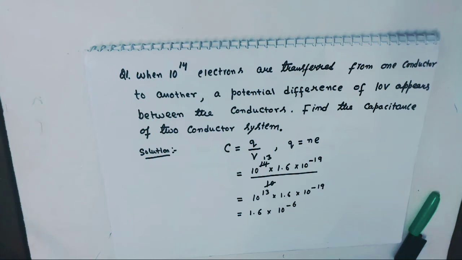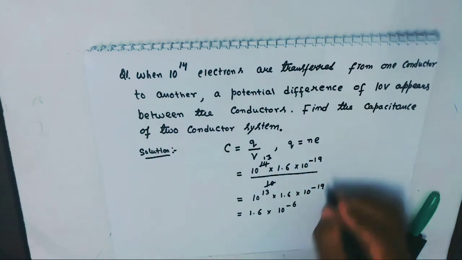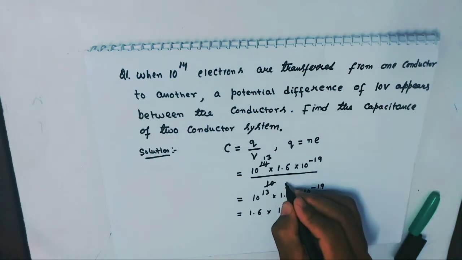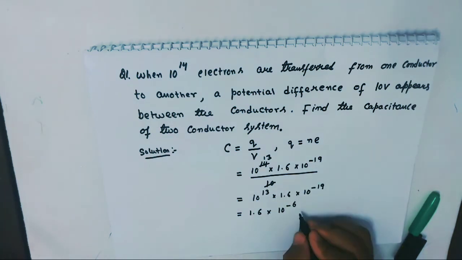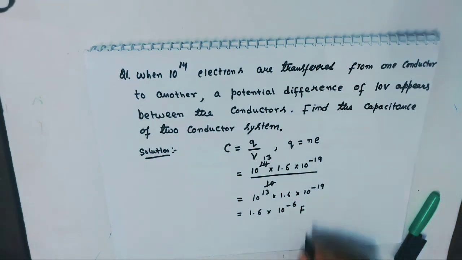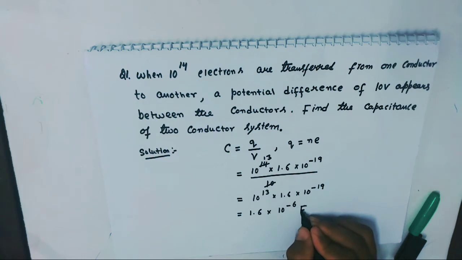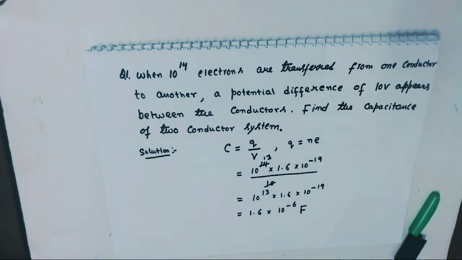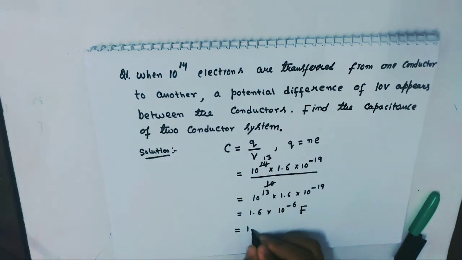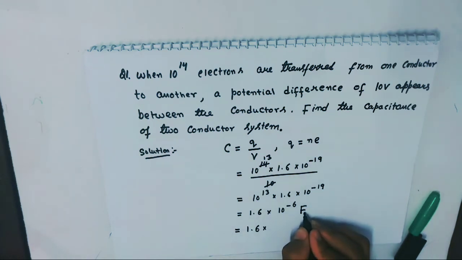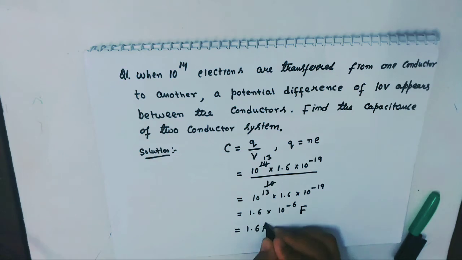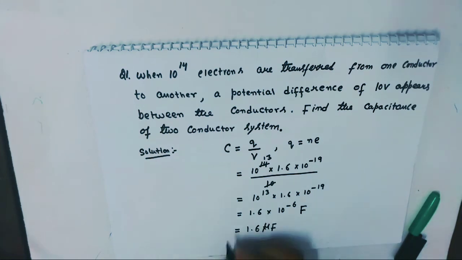So since this Q we have expressed in SI unit, in coulomb, and the potential also is in SI unit, this C is expressed in farad. So this is nothing but equal to 1.6 into 10 to the power minus 6 farad, which is nothing but microfarad.